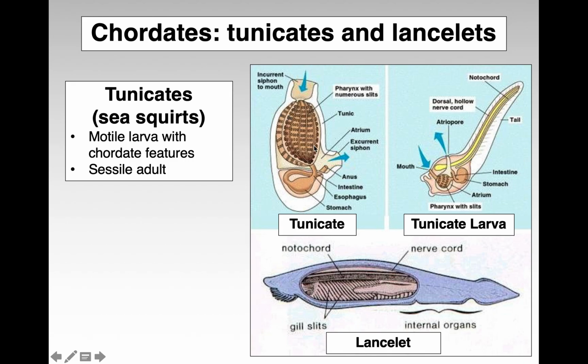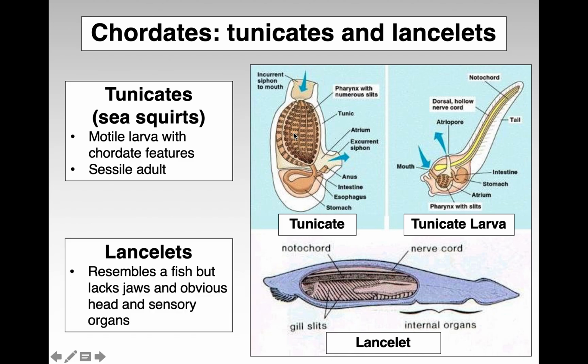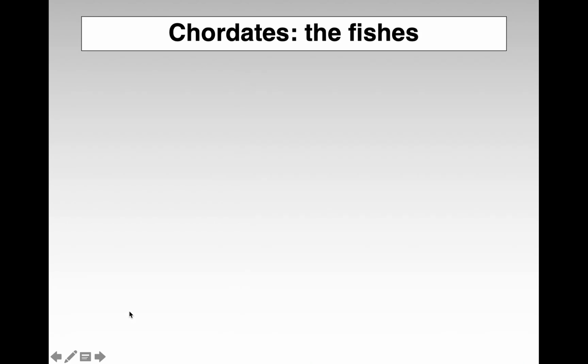They are only motile at the larval stage. As an adult, they kind of look like a sponge, but they're different because they have an in-hole and an out-hole, and they're just much more complex. Lancelets are the second evolutionary step, and these resemble a fish, but they lack jaws and they lack any obvious head and sensory organs.